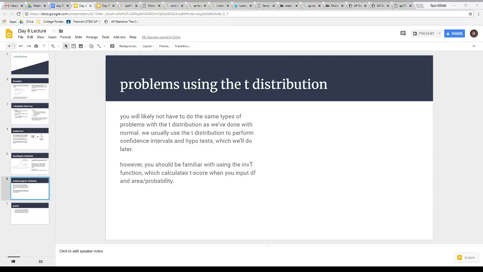On my calculator that shows me everything that I need to put in, I go into tCDF, then it asks for lower, upper, df, paste. So paste is just enter. So it asks for the lower bound, upper bound, and then just df. So this is tCDF.